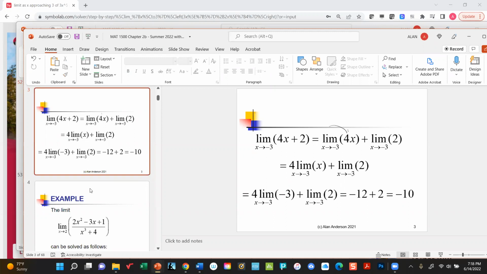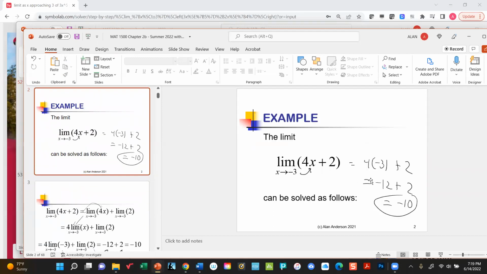Then, of course, we can bring this 4 outside, because it's a constant. Over here, this is a constant. So in this first expression, we're going to wind up with 4 times the limit of -3 plus the limit of 2. Now these are all constants, so this is just -12, this is just 2, and they end up equaling -10, just like we saw earlier, right here.